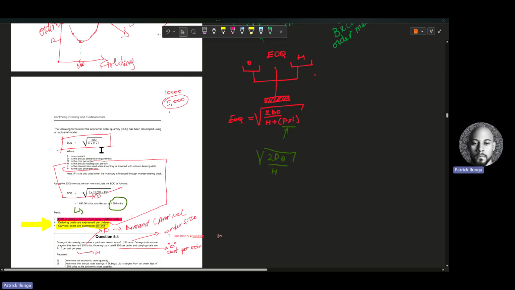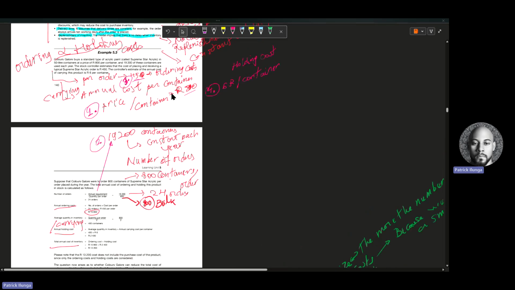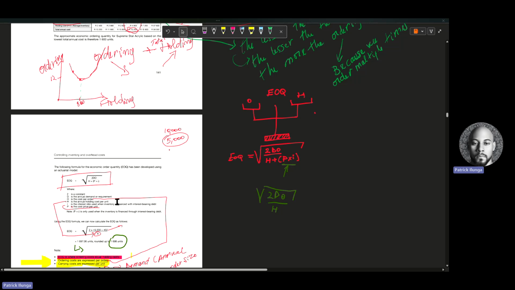And then there is plus, you open the bracket, there is a P. P stands for the cost price per unit. And we know the cost price per unit. Remember the cost price per unit? It was 800, right?